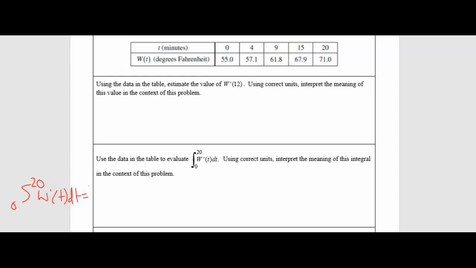So this would be equal to... w prime needs to be continuous, but we were told that this is a twice differentiable function. Twice differentiable meaning we can take the first derivative and we can take the second derivative. If we can take the second derivative, that means the first derivative must be continuous. So w prime of t is continuous. Now back to how we evaluate this. We have w of 20 minus w of 0.